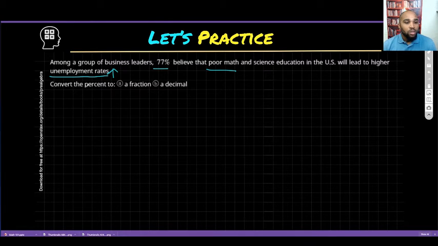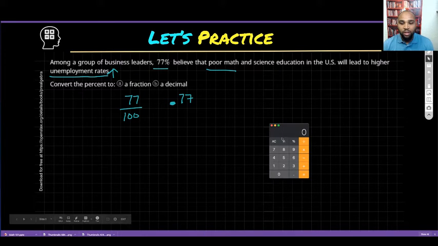So convert the percent to a fraction. Easy peasy. All right, what about a decimal? Where are we going to put this decimal? 77 hundredths, just like that. And again, if I would have just used a calculator to check my answer, divide by 100, you'll see that we're getting the same thing.